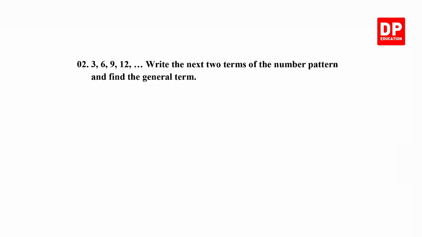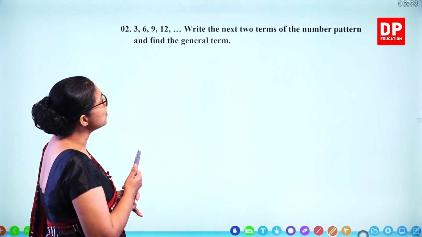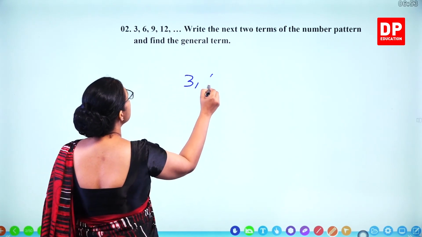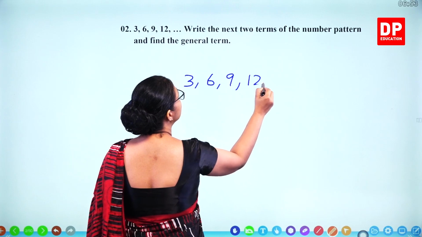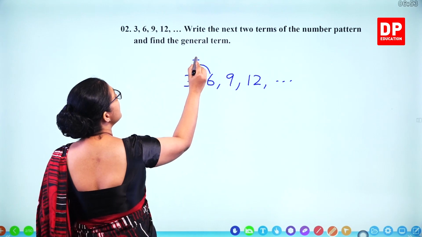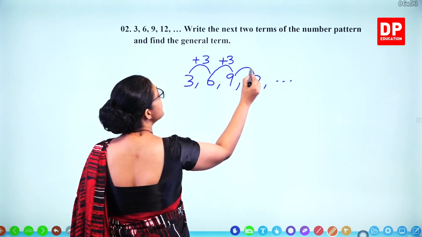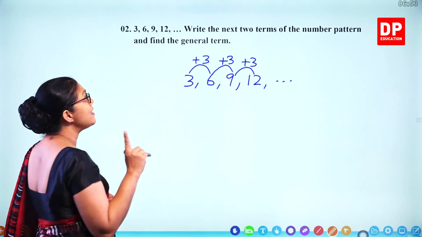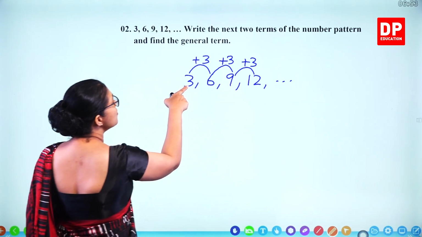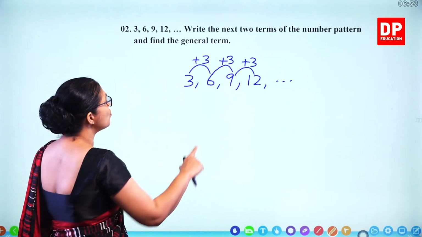Question number 2. 3, 6, 9, 12 is a number pattern. Write the next 2 terms of the number pattern and find the general term. 3, 6, 9, 12. The first term is 3. How do you get 6 from 3? Added 3. Here the common difference is 3. Then how do you identify the general term? You can use the first term and the common difference. But before that you have to write down the next 2 terms.